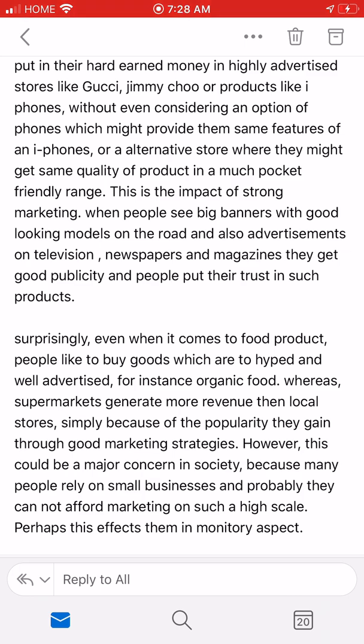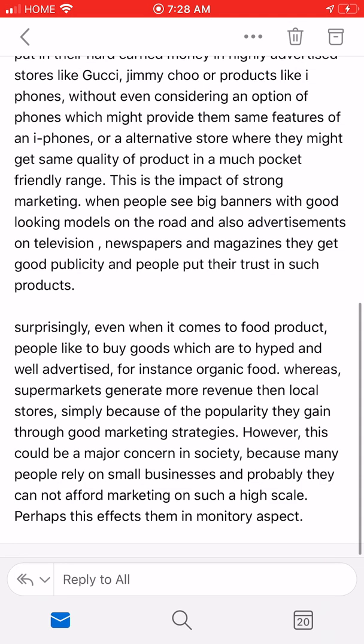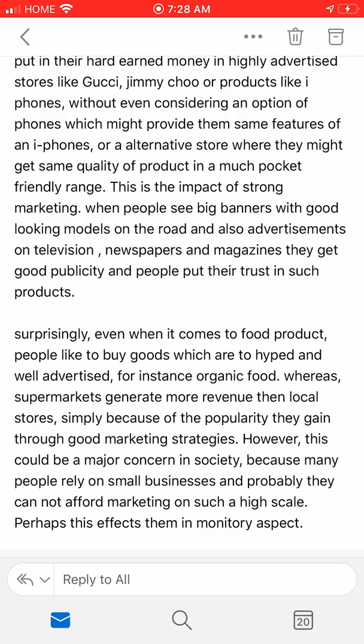For instance, organic food, okay, whereas W is small, whereas supermarkets generate more revenue than local stores simply because of the popularity they gain through good marketing strategies. However, this could be a major concern in society because many people rely on small businesses and probably they cannot afford marketing on such a high scale. Perhaps this affects them in monetary aspect. The effect or affect. Use proper words there.